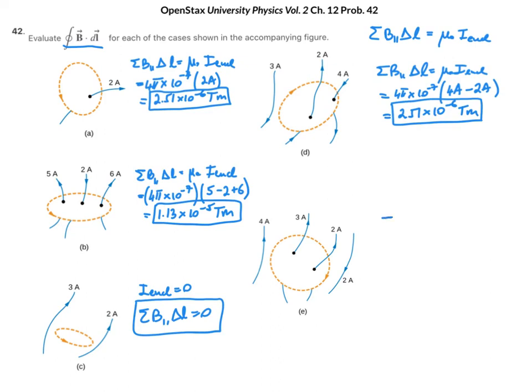So we'll have the sum of B parallel delta L is mu naught I enclosed. So that will be 4 pi times 10 to the negative 7 Tesla meters per amp times negative 3 amps minus 2 amps, and we'll get negative 6.28 times 10 to the negative 6 Tesla meter.